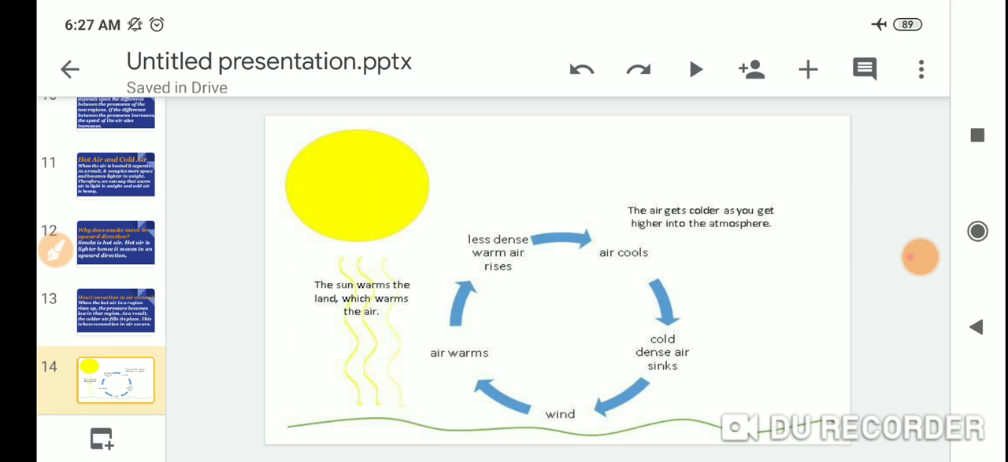Look at this picture. The sun warmed the land, which warmed the air. So this is a cycle of winds. First, the air warms, then we start for the winds. The air warms, less dense warm air rises, air cools, and colder dense air sinks. The air gets colder as you get higher into the atmosphere.